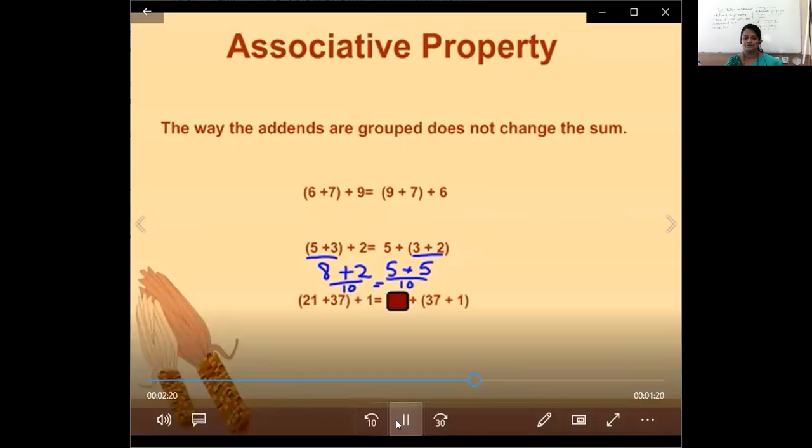In this one, 21 plus 37, they did first and then they added 1. What number did they actually change to add last on the right-hand side? They added 37 plus 1, and the one we're missing is 21. Very good.